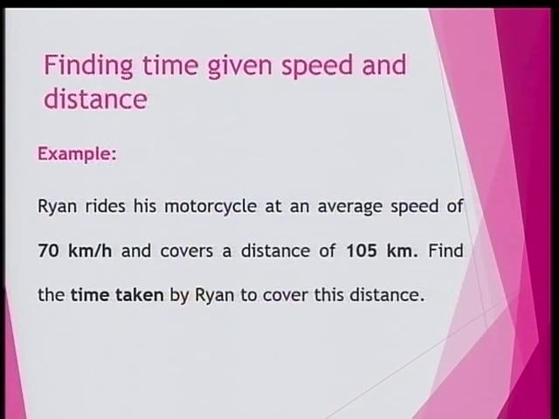We now consider finding time given speed and distance. So let us have a look at this example. Ryan rides his motorcycle at an average speed of 70 kilometers per hour and covers a distance of 105 kilometers. Find the time taken by Ryan to cover this distance. So we need to find time, and we have been given speed and distance.